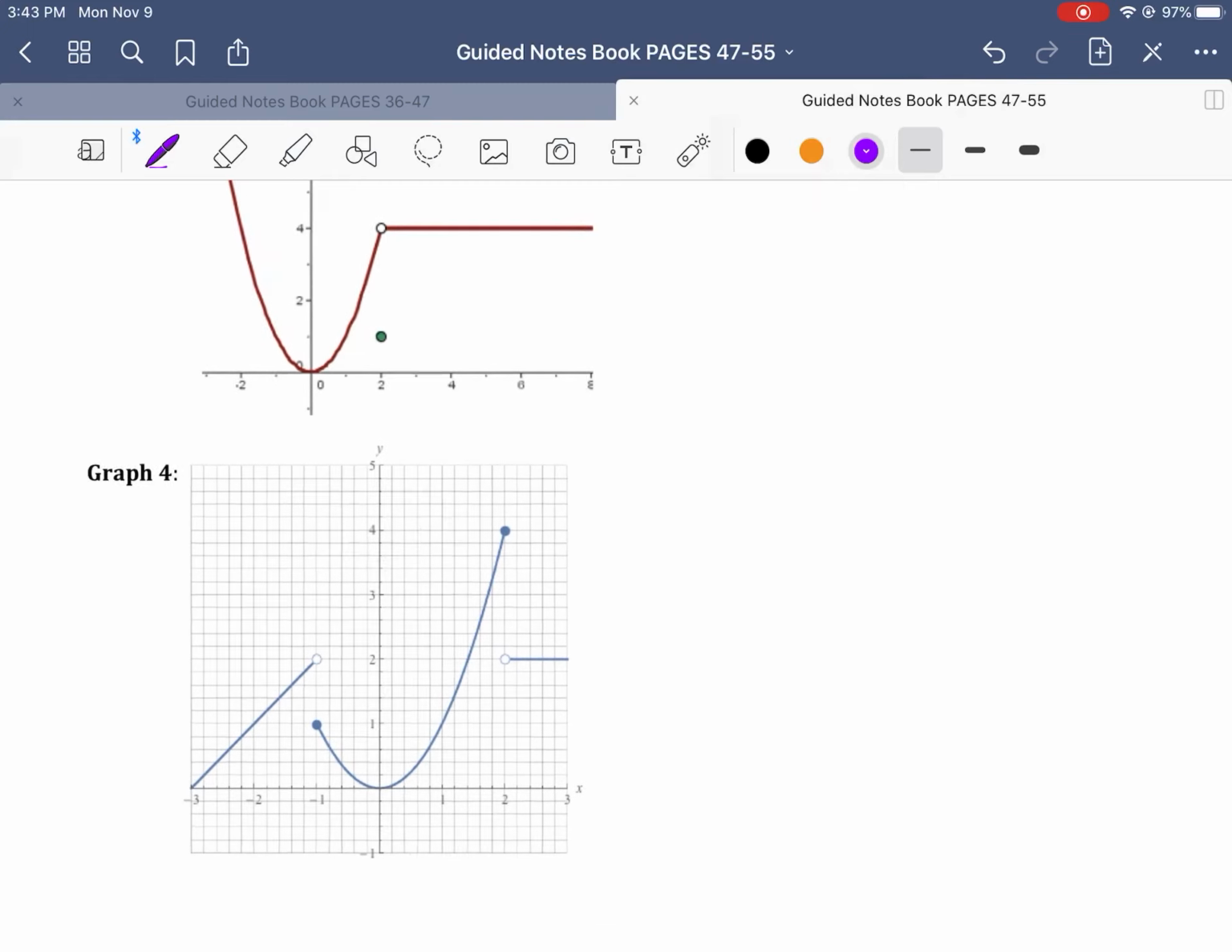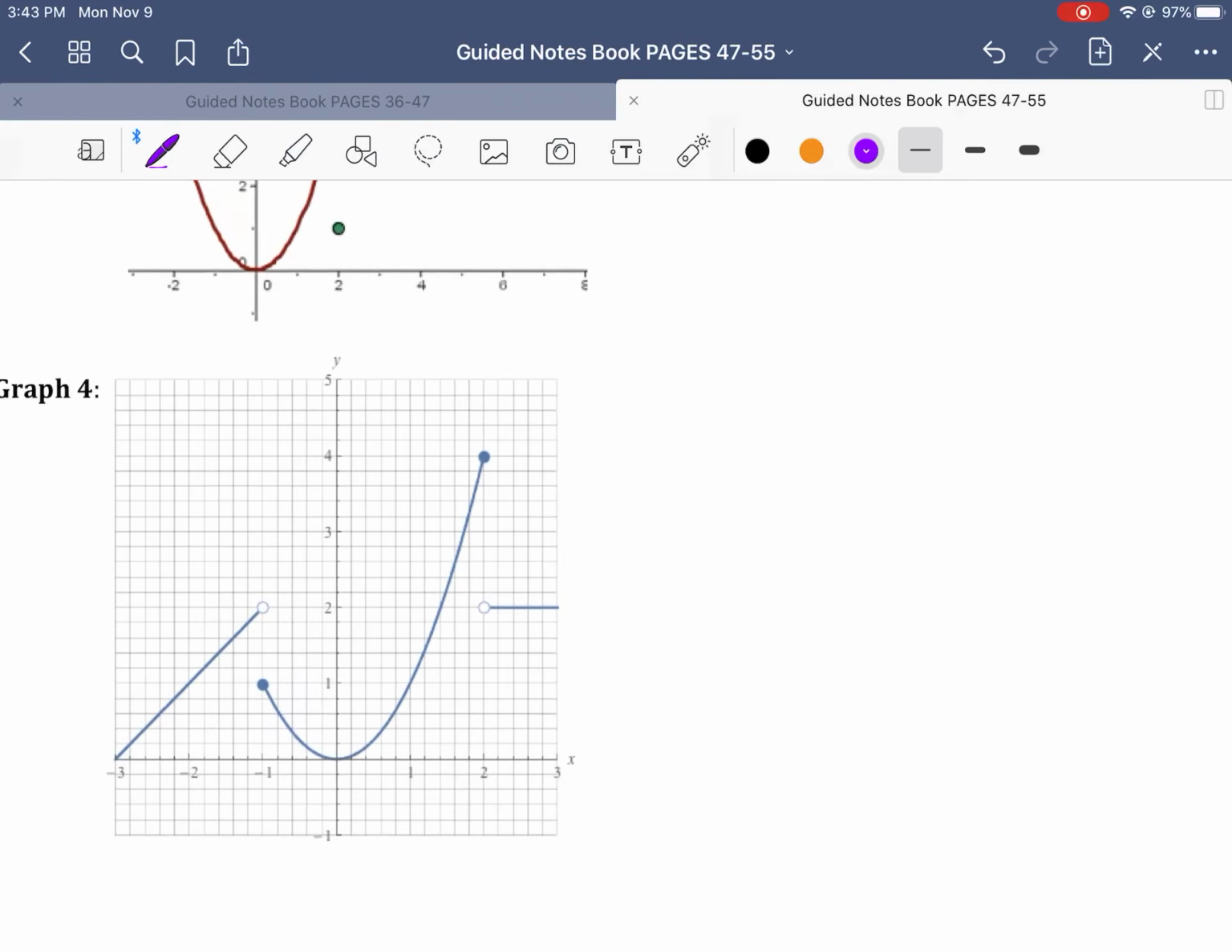All right, let's look at graph 4. Also a parabolic piece on this one and a couple linear pieces. So again, we write our function over here. Let's call this one c of x.